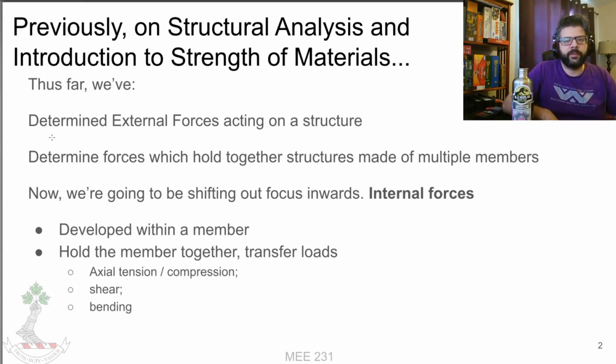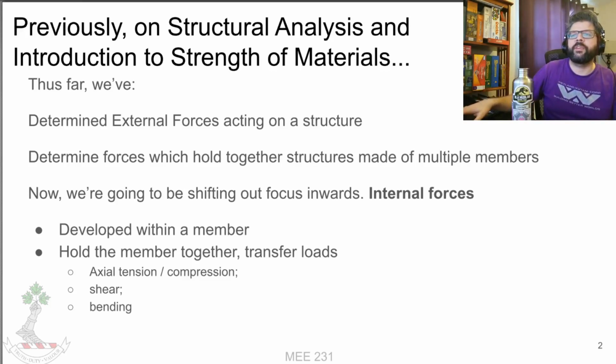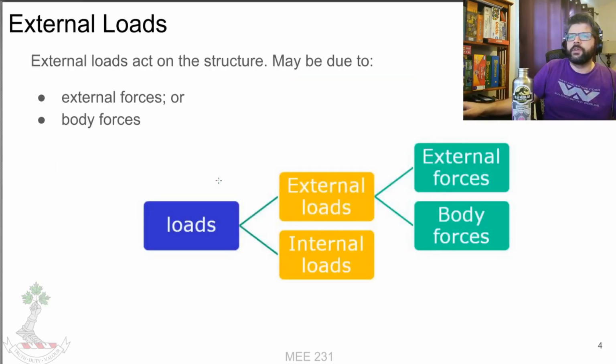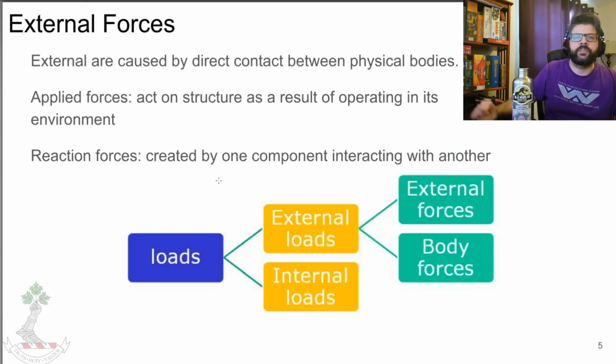So generally speaking, we're talking a few types here. We're talking tension or compression, we're talking shear, and we're talking bending. A little bit more detail on those. So yeah, types of loads, external loads, internal loads. External loads are acting on the structure. Got the two types, external forces and body forces.